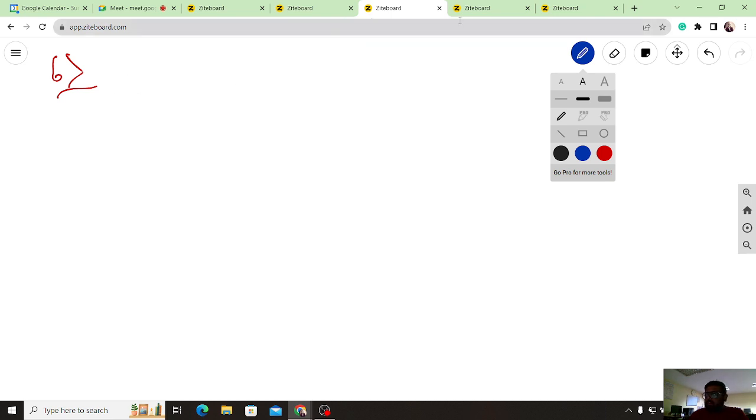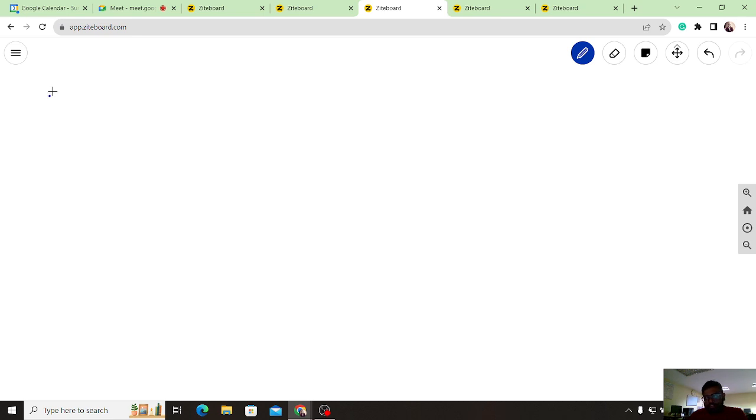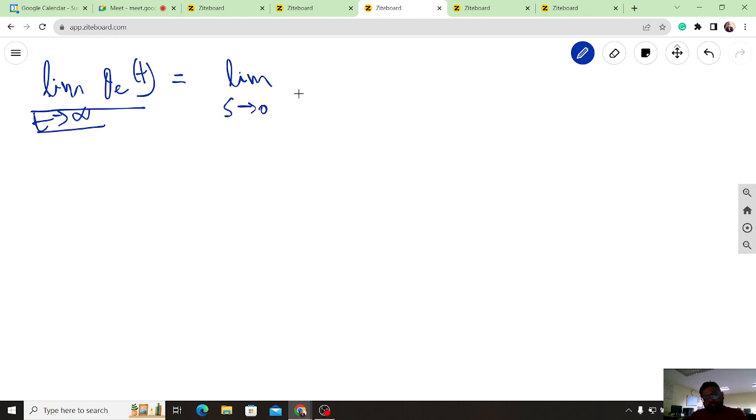So again we have to use the previous equation for the small scale error analysis. We know for small scale error analysis that limit of theta e of t as time t tends to infinity can be represented as limit of s tends to 0 of s theta e of s. So we know what happens if we are calculating for small scale error analysis in the PLL. It will become like the following, following the previous question.